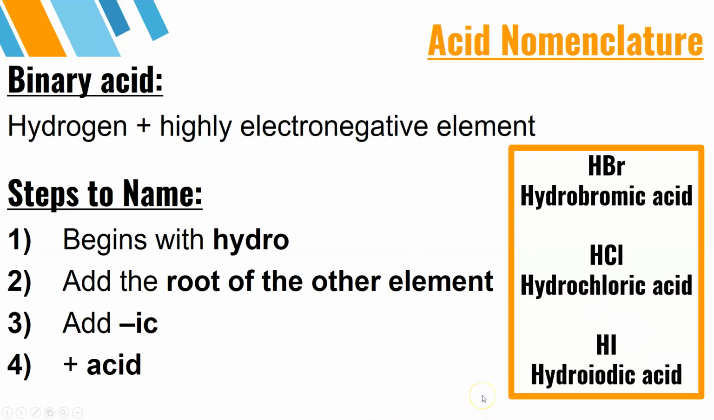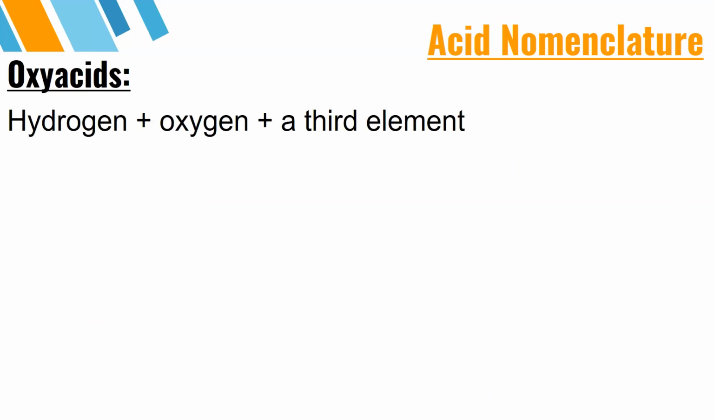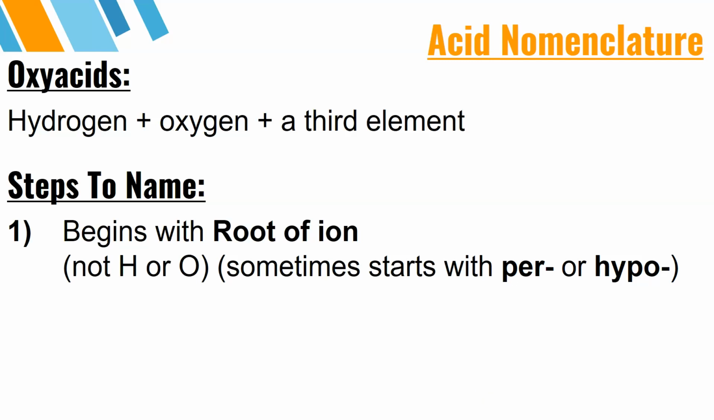Next, we're going to look at what we call oxyacids. An oxyacid is a type of acid that has oxygen inside of it. It will change how we name things a little bit. You're going to begin with the root of whatever your ion is.